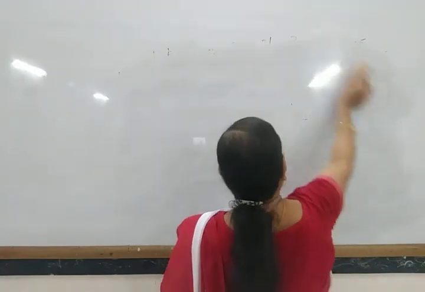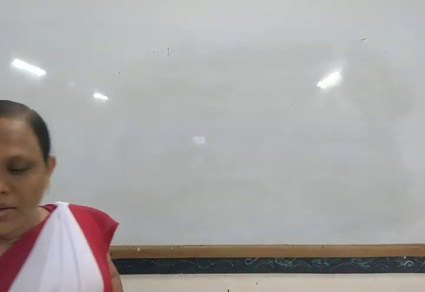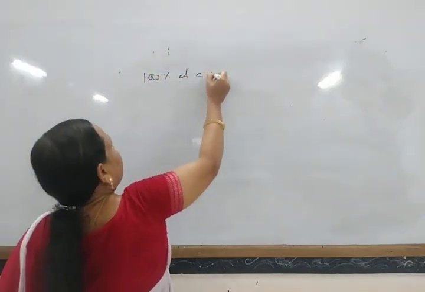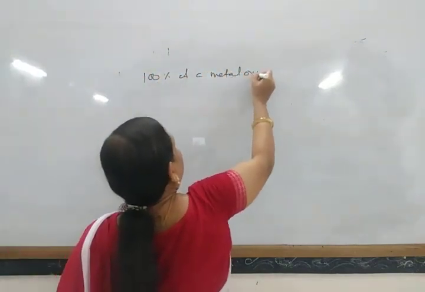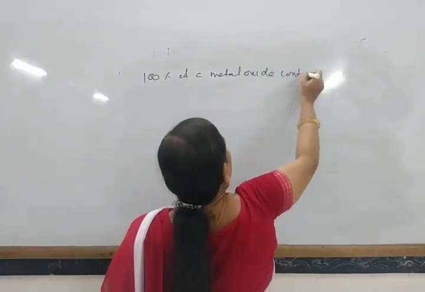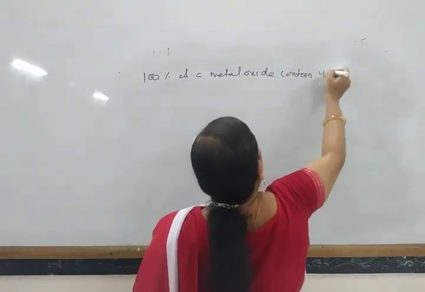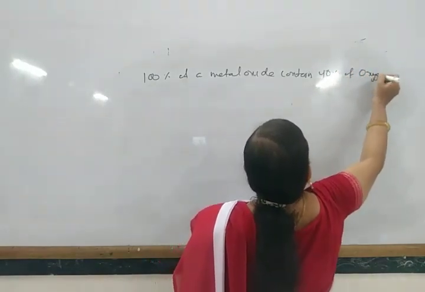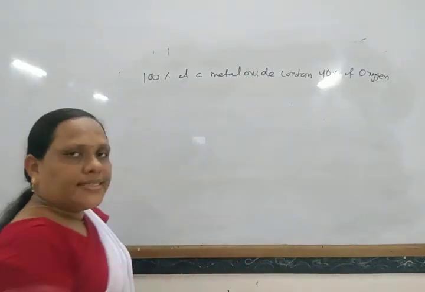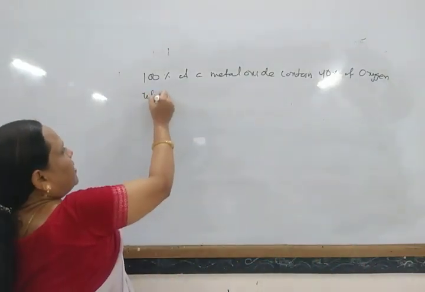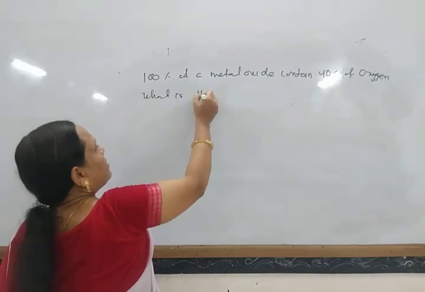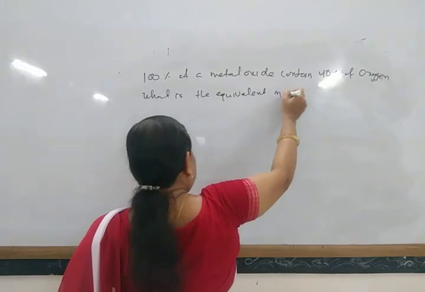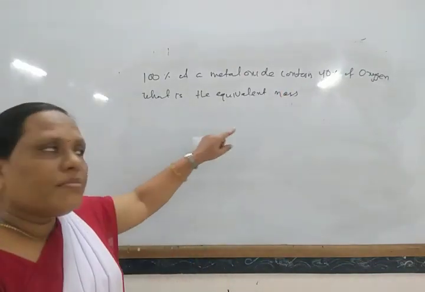Suppose one question is given like this. 100% of a metal oxide contains 40% of oxygen. Then what is its equivalent mass? How can we determine it?